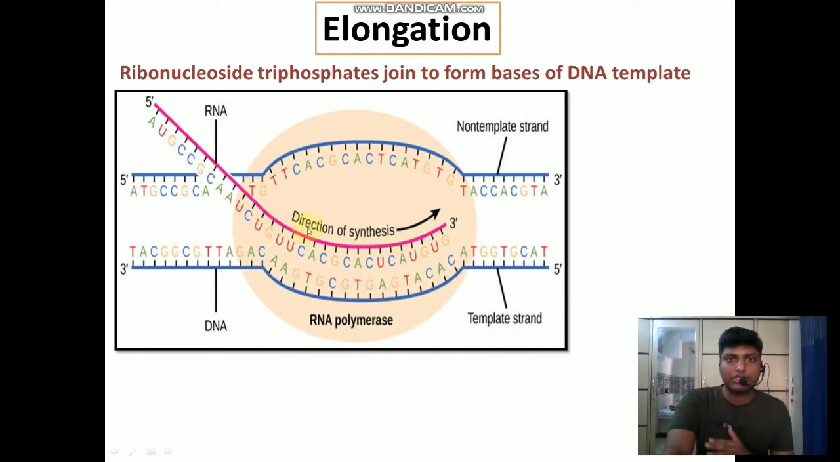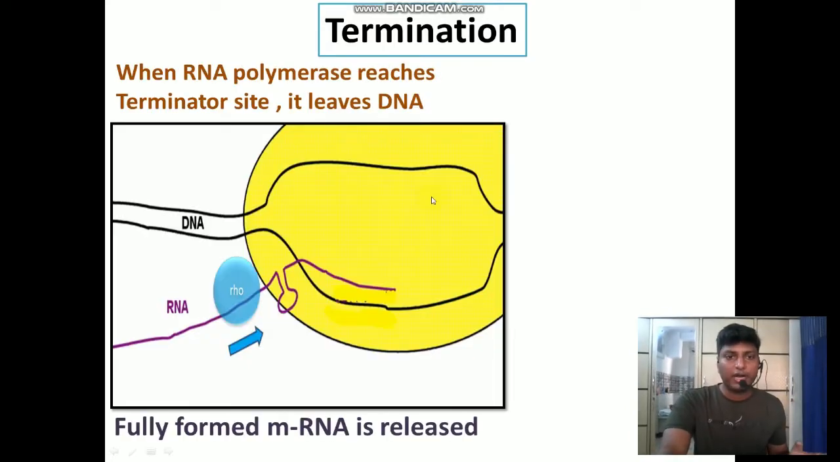This entire process of formation of RNA is called as elongation. That means the RNA is getting formed. This yellow part is mainly indicating the RNA polymerase enzyme, and as soon as this RNA polymerase enzyme reaches a particular site on the DNA which is called as a terminator site, right?